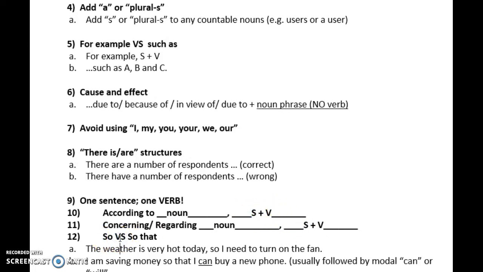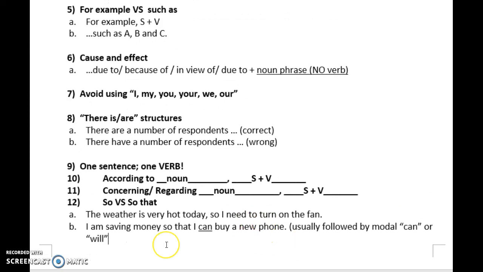Number 12, the difference between so and so that. When you look at these two examples, you may see the differences. The weather is very hot today, so I need to turn on the fan. When we use so, we are talking about cause and effect. The cause is the weather is so hot. The result is I need to turn on the fan. But when you use so that, we talk about a purpose.